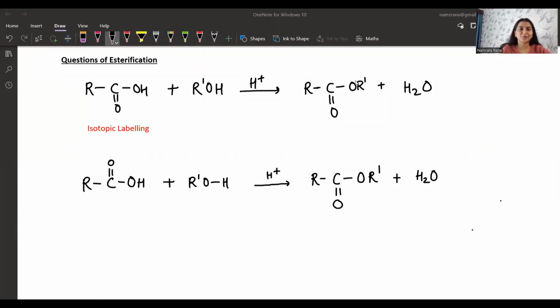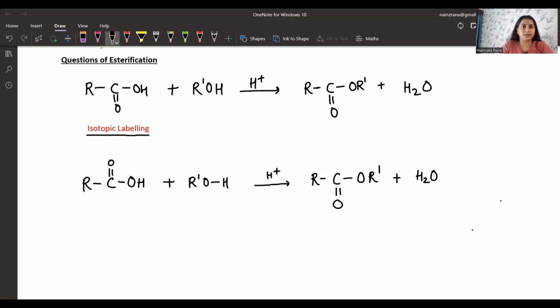In the previous video, we have learned about the esterification reaction. And this video brings you the questions of esterification. And before jumping towards the questions, let's see another term related to esterification reaction, which is isotopic labeling. You will see this word in your textbook whenever there is esterification.